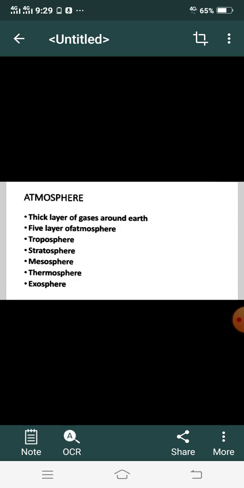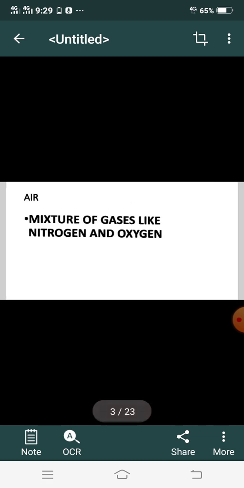There are five layers of atmosphere. We divided the atmosphere into five layers, and the names of these five layers are troposphere, stratosphere, mesosphere, thermosphere, and exosphere. Today, our topic which we have to discuss is air.